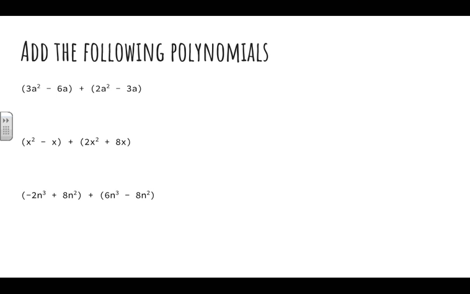Okay, we're going to practice on a couple. Here we have 3a squared minus 6a plus 2a squared minus 3a. So let's add our a squareds. 3 plus 2 is 5, so that's 5a squared. Now negative 6a plus negative 3a is going to give us negative 9a. So that polynomial simplifies to 5a squared minus 9a.